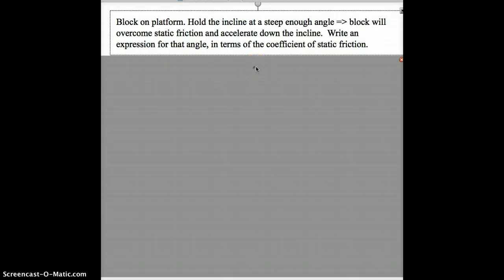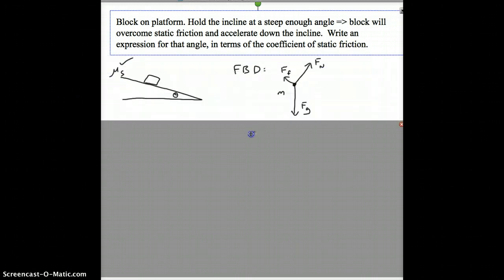Our task is to write an expression for the angle of the incline where it overcomes static friction and starts to slide down, in terms of the coefficient of static friction. So over here is kind of what we're given. We have an incline and it's getting steeper and steeper until it's at an angle theta where gravity will overcome the force of static friction. We're given the coefficient of static friction and nothing else in the problem.